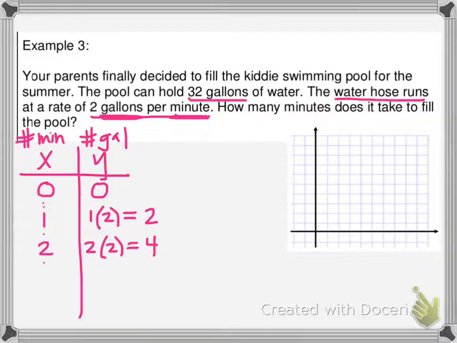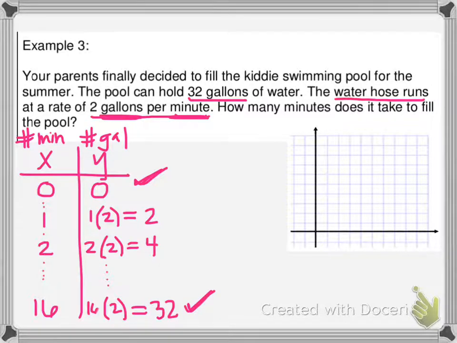Perfect. So I want to go all the way to 32 gallons when my output is 32. So I've got to think, how many minutes would that take? If it's 2 gallons per minute and the pool can hold 32 gallons, that means it took me 16 minutes, right? 16 times 2 is how we got the 32. And then I could have lots more data in here, but I kind of see my starting numbers and my ending numbers. So that's what you want to look for when you're doing your domain and range.